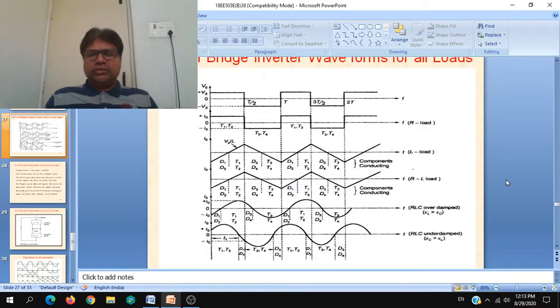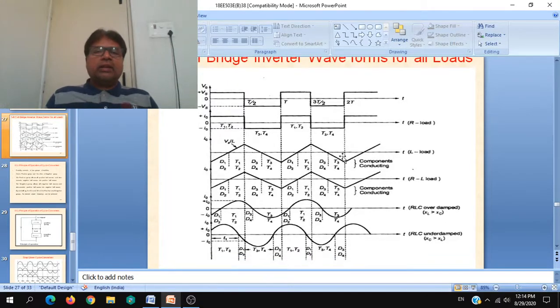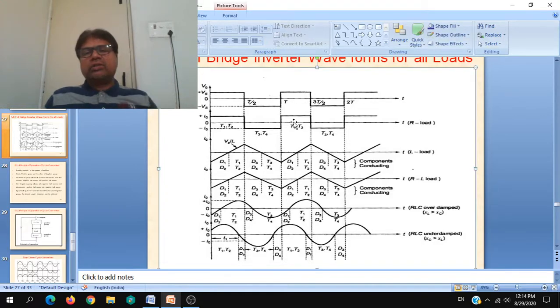This is a separate set of waveforms drawn for all types of loads, which we have discussed elaborately in our previous sessions. Vs will be a continuous line, V naught is a square wave, and I naught will also be square for R load. According to our question, these two waveforms will do. You need not draw other things.